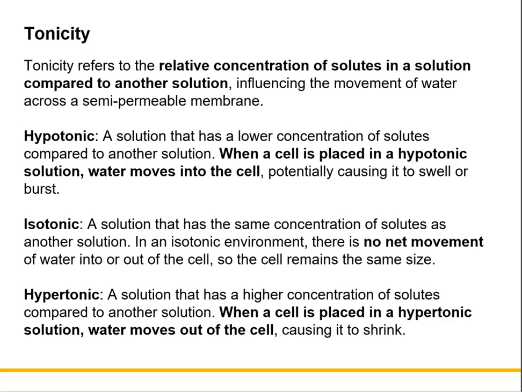An isotonic solution is going to be a solution that has the same concentration of solutes as another solution. There's going to be no net movement of water in an isotonic solution, and the cell is going to remain the same size. On the other hand, there's hypertonic solution. This is going to be a solution that has a higher concentration of solutes compared to another solution. So when you take a cell and you place it in a hypertonic solution, there's going to be more solutes outside of the cell than inside of the cell. So water is going to move from inside the cell out of the cell and causing the cell to shrink.